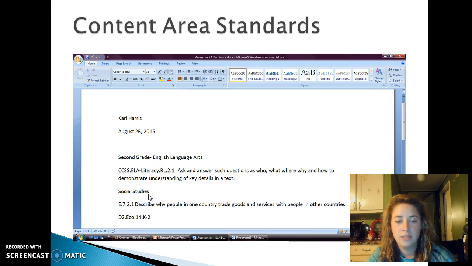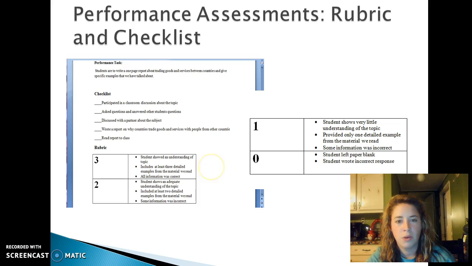Social studies was the second part that I chose with English language arts, and it says describe why people in one country trade goods and services with people in other countries. So that was the first part.